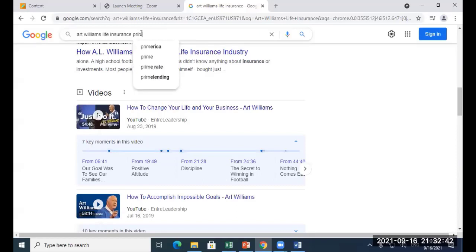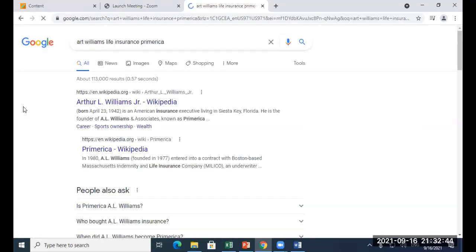See if it comes up. There it is. Primerica. Have you ever heard of Primerica? So Primerica got bought out by Travelers, and I think Travelers has spun them off back, got rid of them, and like bought them and said, okay, enough of that, sold them back off.